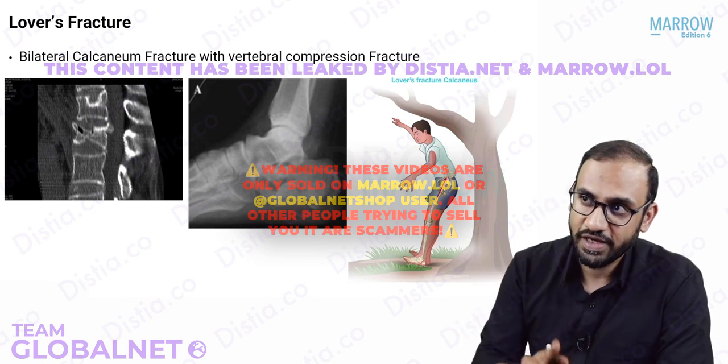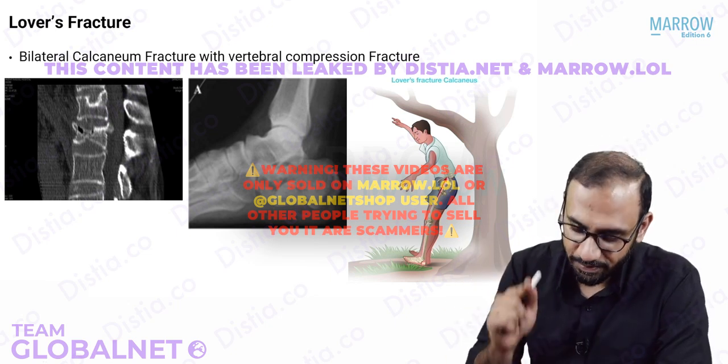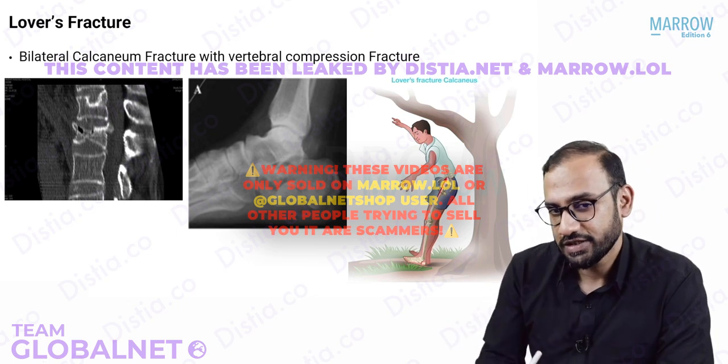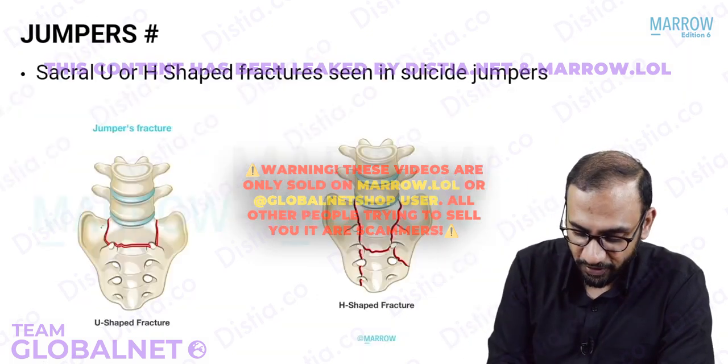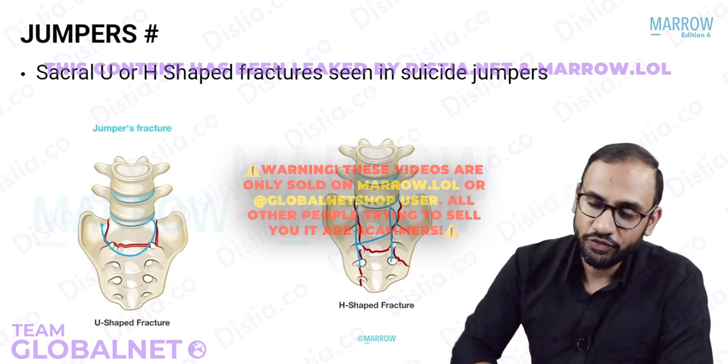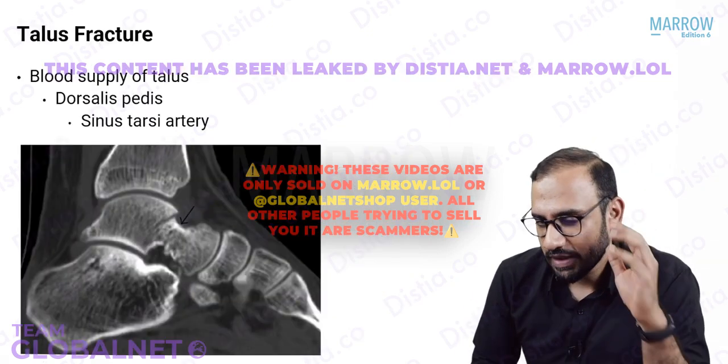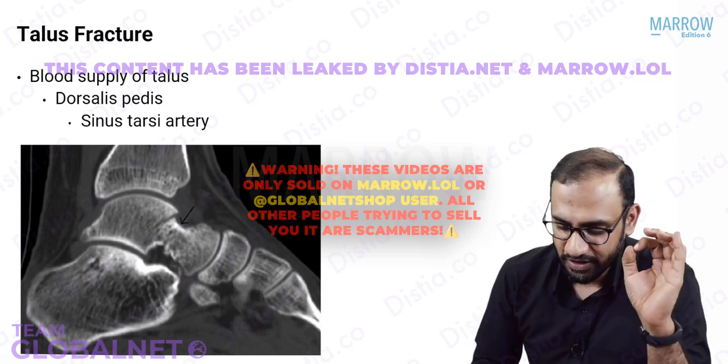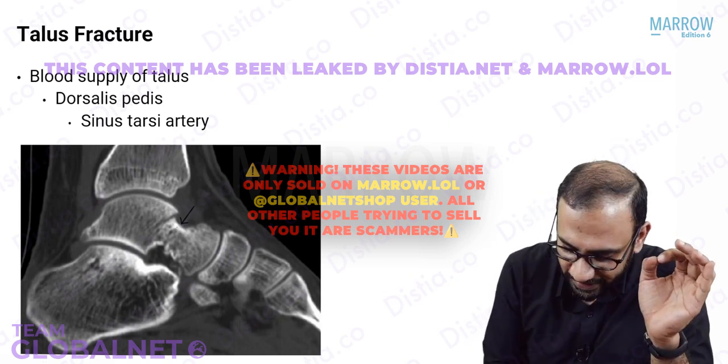Okay, so Lover's fracture is bilateral calcaneum with vertebral compression fracture, and Jumper's fracture is fracture of the sacrum in the shape of a U or H. We have discussed that. Okay, now moving on to talus fracture. A very common talus fracture is aviator's fracture. What is aviator's fracture? It's the fracture of the neck of the talus.